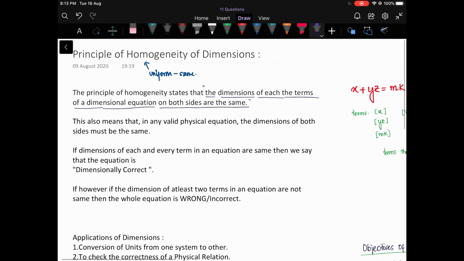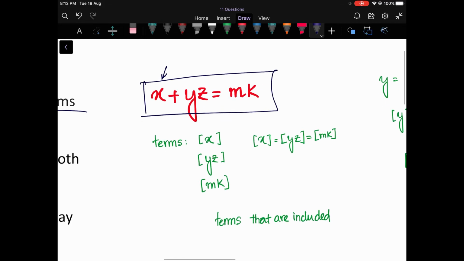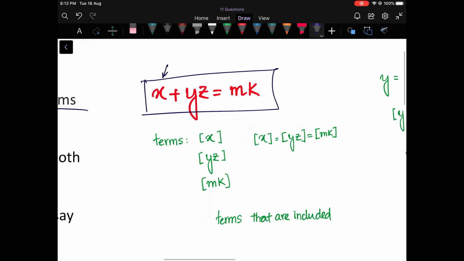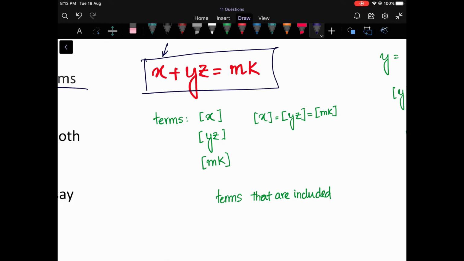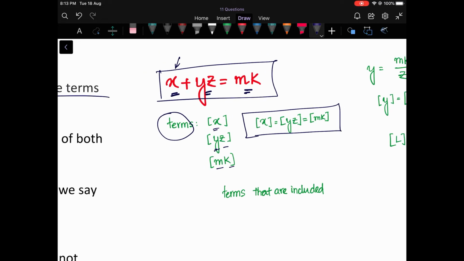Or let's say if we have an equation which looks like this, where you have different quantities like x, y, z, m and k, and they're related by, let's say, this example here, then according to this principle of homogeneity of dimensions, I can say this relation must be true provided the dimension of every term, which is your x, y, z, then mk, the dimension of each and every term must be the same. That means every term cannot have different dimensions if this formula is to be correct.